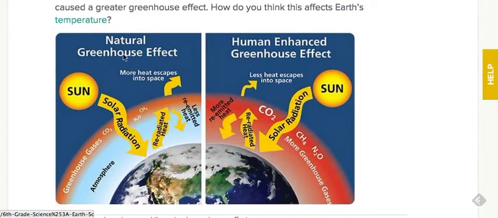Here we see the natural greenhouse effect taking place. The sun's rays pass through the atmosphere, hit the Earth, bounce back up, come back down, and then some heat is lost to space. Human enhanced greenhouse effect: the sun's rays penetrate the atmosphere, get radiated back up, bounce back down to the Earth, fewer pass through and are released back into the empty space outside of our atmosphere, and as a result we trap more heat.